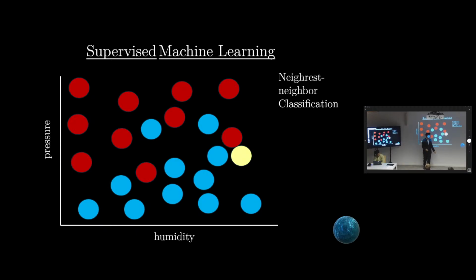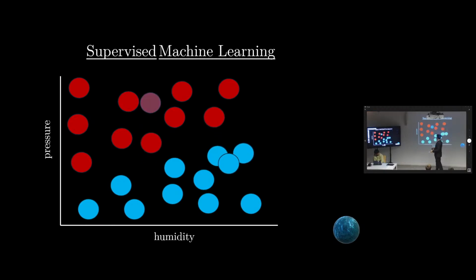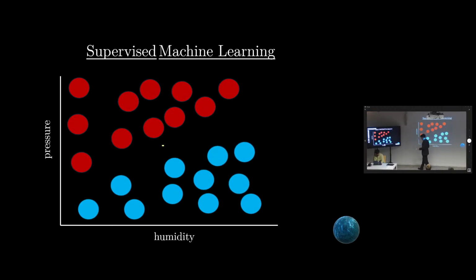So instead of using nearest neighbor classification, we're going to use what we call K nearest neighbor classification. What this means is that instead of looking at the closest data point, it's going to look at, for example, the K closest data points. It's going to say, okay, in this circle, this one is blue, this one is blue, this one is blue, this one is blue, and only one is red. So most likely, I am blue too.